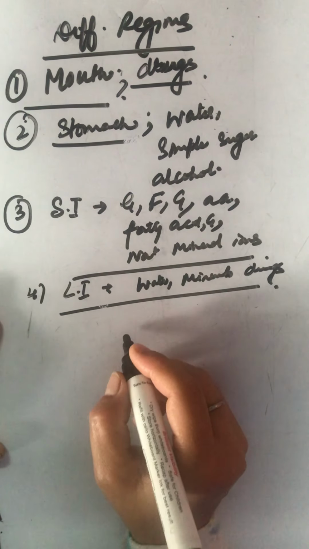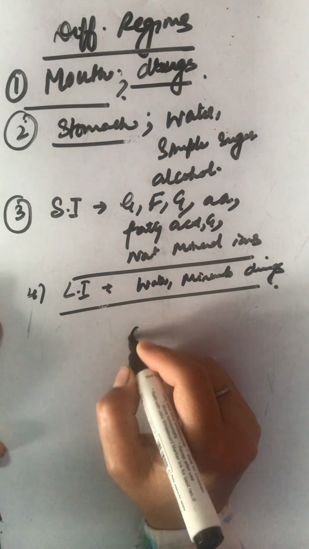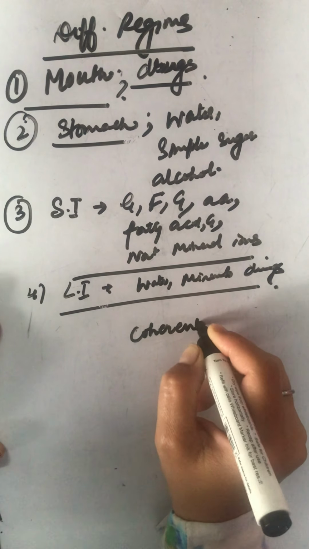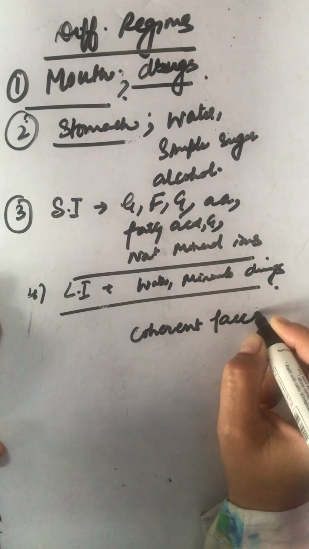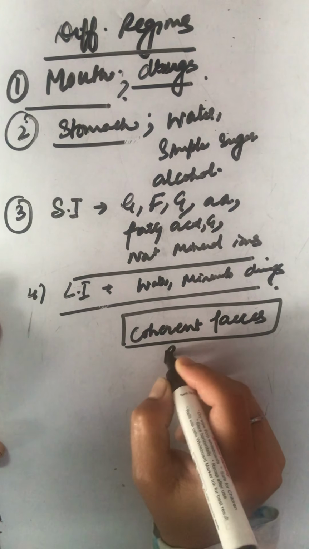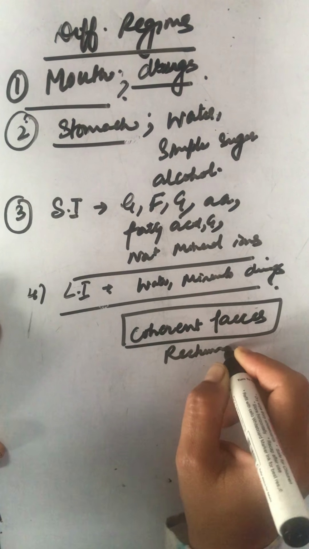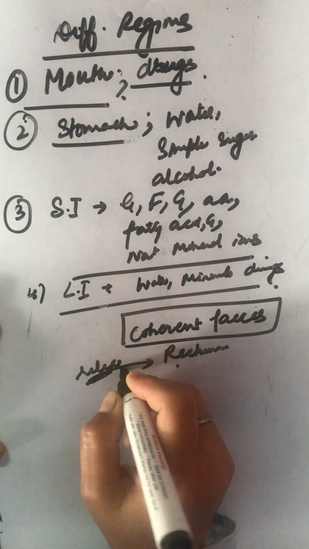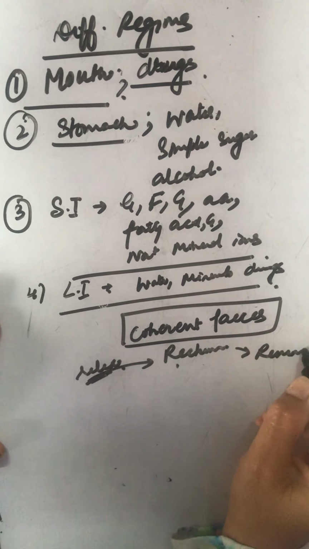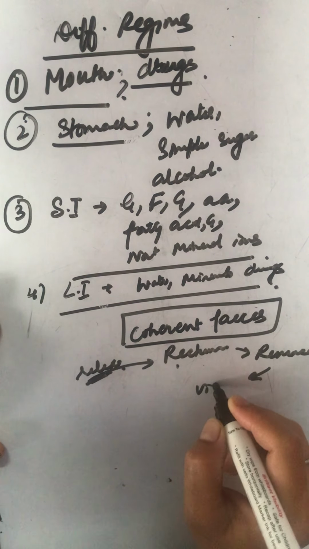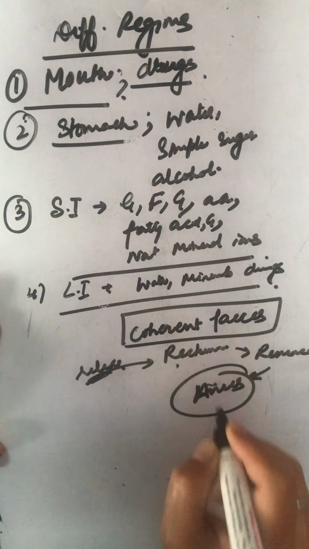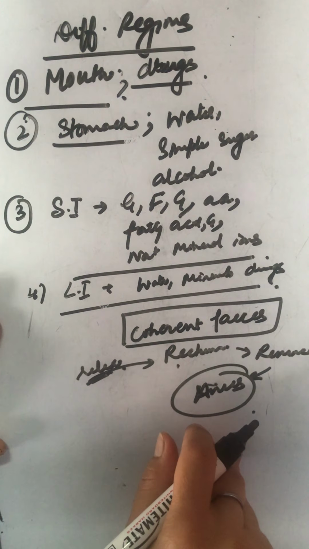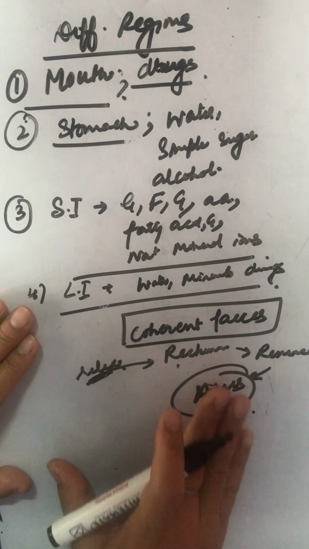And whatever is left behind turns into solidified, coherent fecal matter, which is retained in the rectum for a certain period of time, and whenever there is a reflex and there is an urge, it is removed from the body through its posterior opening, the anus. Alright, this is all about absorption as well as the various regions of absorption in the body.